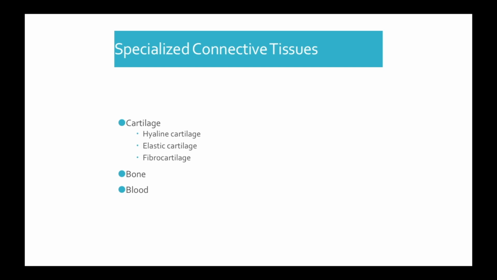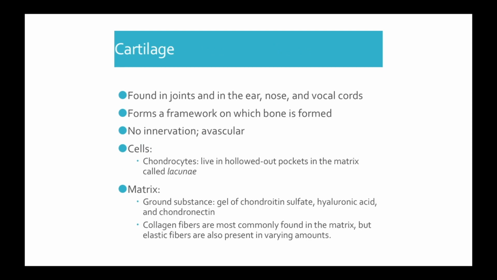Specialized connective tissues we'll move on to talk about. We have cartilage, such as hyaline cartilage, elastic cartilage, and fibrocartilage. We have bone and we have blood. Cartilage is found in joints and in the ear, nose, and vocal cords. It forms a framework on which all bone is formed. So you guys can find out more about that in the other PowerPoint about the physiology of bone. No innervation, so it doesn't have a lot of nerve sensitivity to it or nerve interaction, and it's avascular.